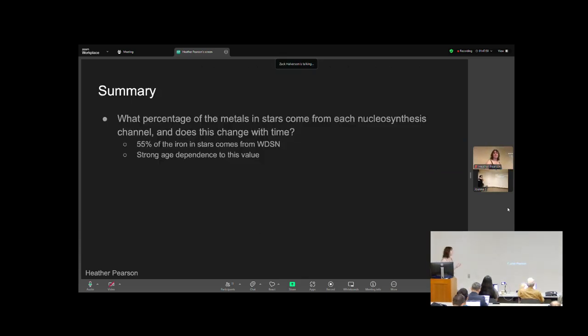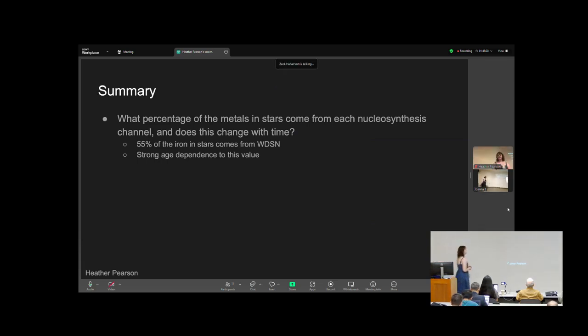So to summarize, to answer my first question, about 55% of the iron in young stars comes from white dwarf supernova, but there's a strong age dependence to this value, and I'll answer this question for more elements in my upcoming paper. And to answer the second question, for M12I, 75% of the metals are retained within 20 kpc and 80% are retained within 300 kpc, but there's also a strong age dependence to this because of increased outflows at greater look-back times.